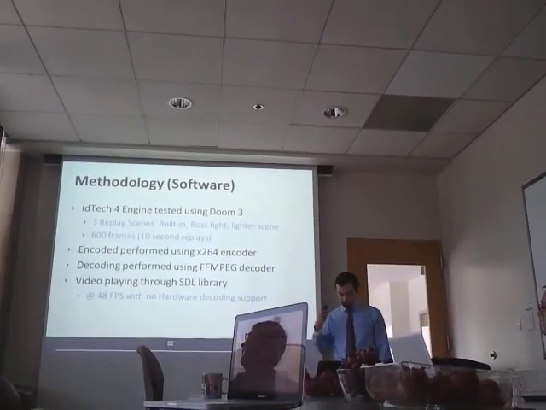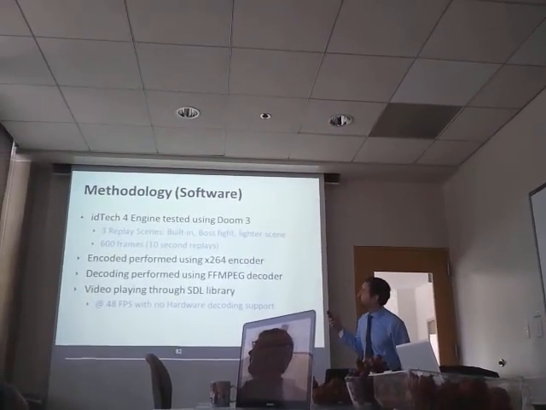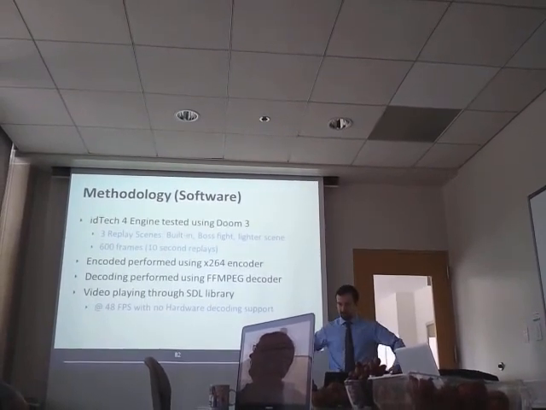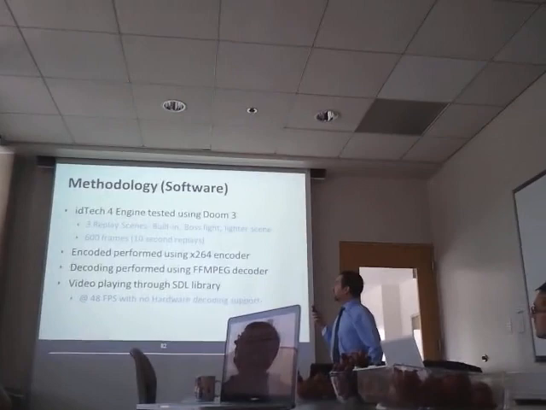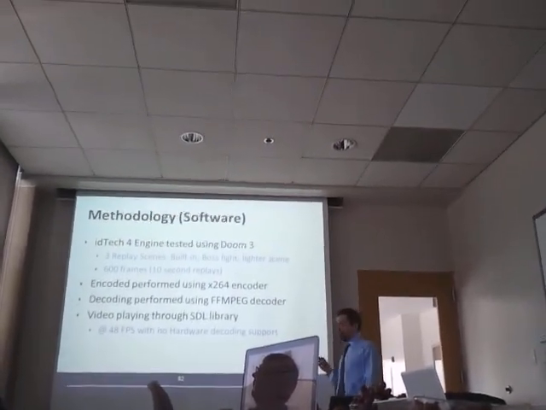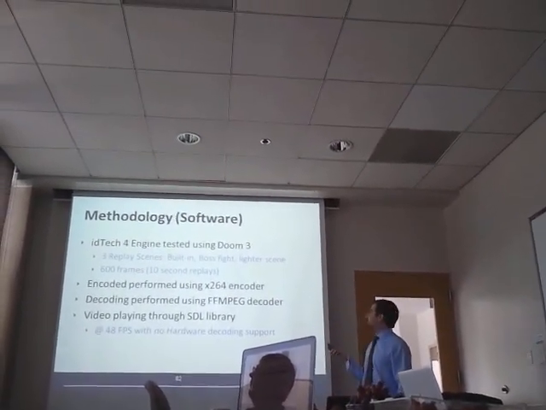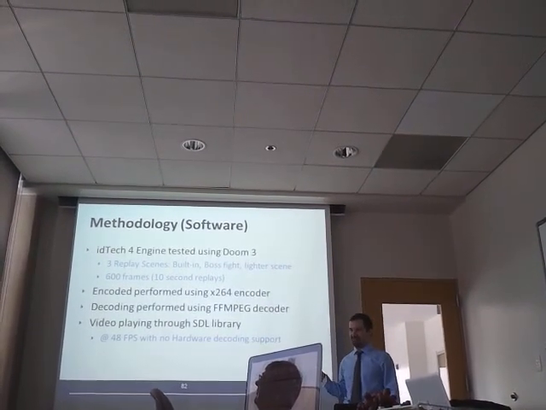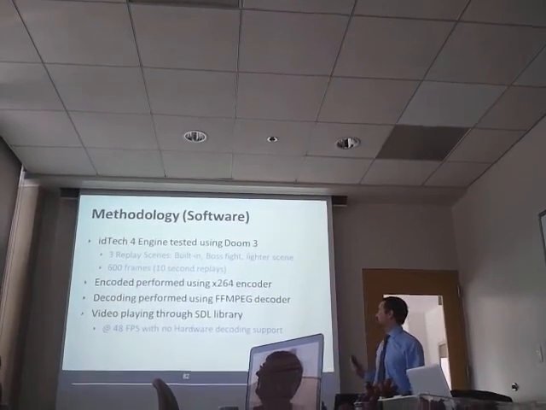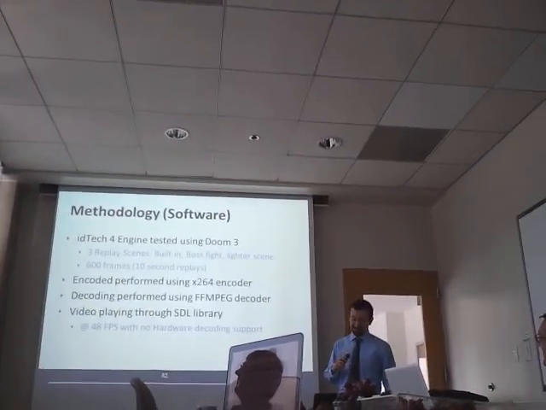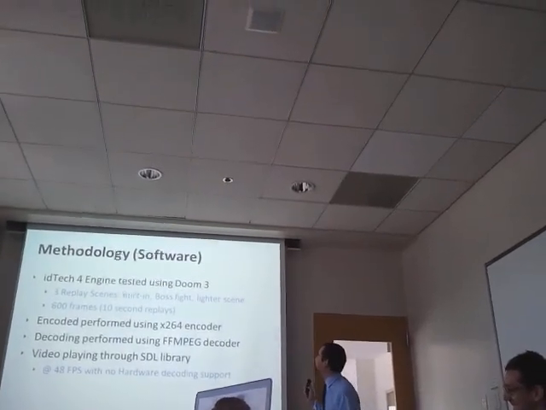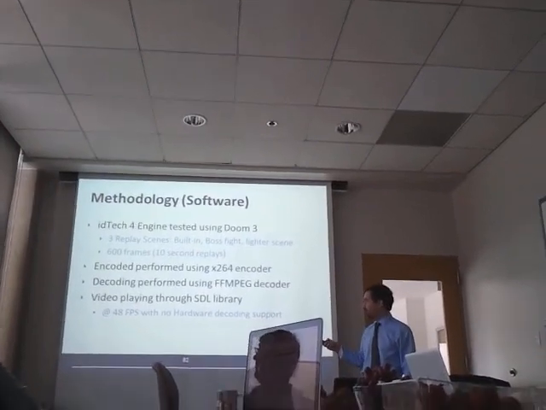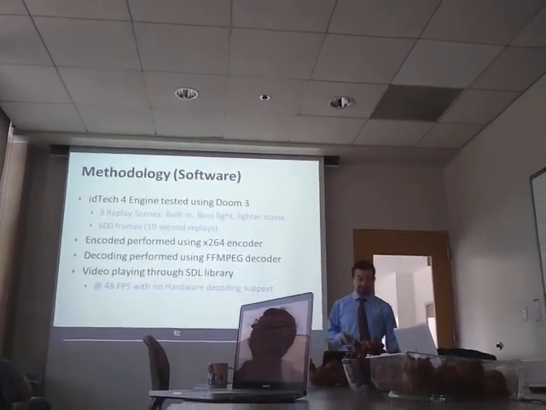So what did we use? We use the id Tech 4 engine. This is known as the Doom 3 engine, from one of the games I showed, the one with the guy standing in front of you. And we use three scenes. One is a built-in benchmark demo. A friend was kind enough to play the whole game for me last week, get to the final boss, and record a script for that. That was another game. And I have a very light scene in a small room. I did around 600 frames, which would be a 10-second clip.